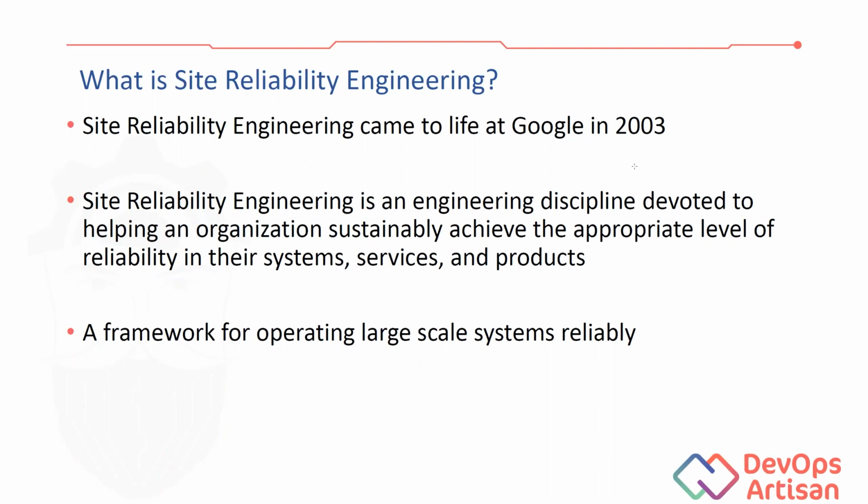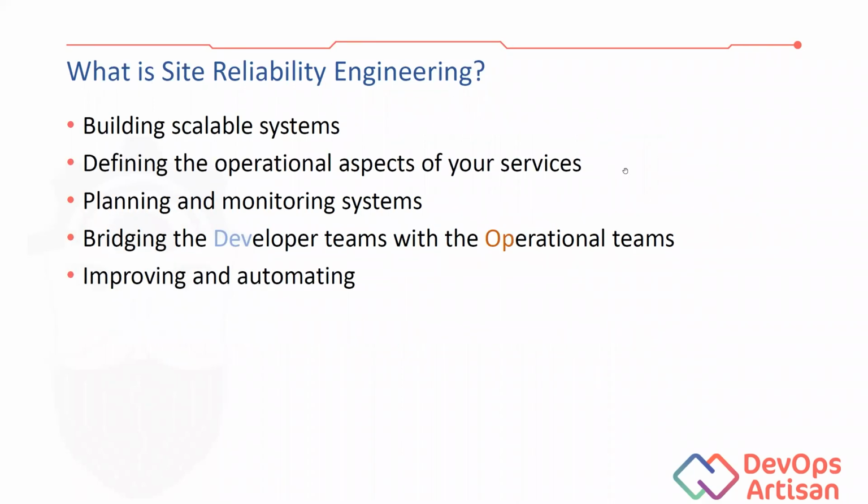the appropriate level of reliability of the systems, of the services, of the product. But the thing here is how we can do that, how we can implement these things. Because we want to have scalable systems, because we want to see and define the operational aspects of our services, of our workloads. We have to perform capacity planning on our infrastructure. And of course, we have to monitor those systems.